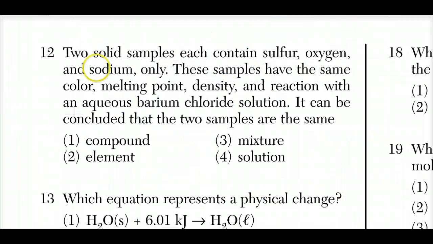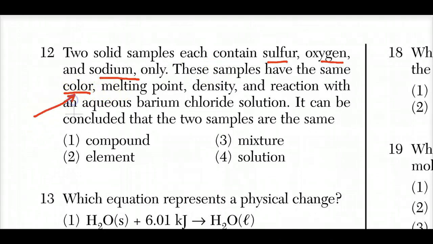Number 12. Number 12 states, two solid samples. Each contains sulfur, oxygen, and sodium only. So these solid samples contain these 3 different elements. These samples have the same color, melting point, and density. So they're made of sulfur, oxygen, and sodium, and these 2 samples have the same physical properties, intensive physical properties.